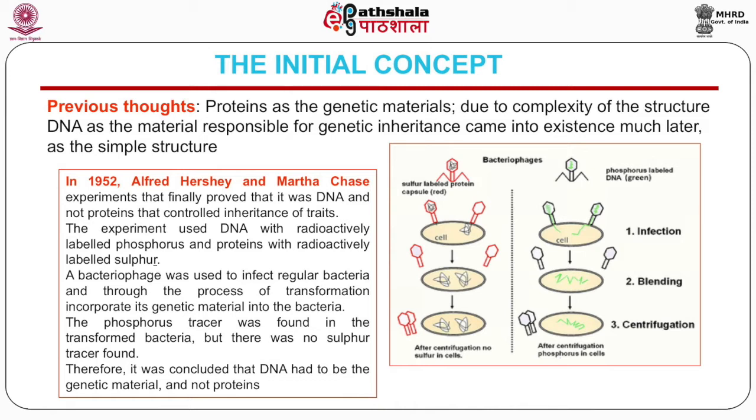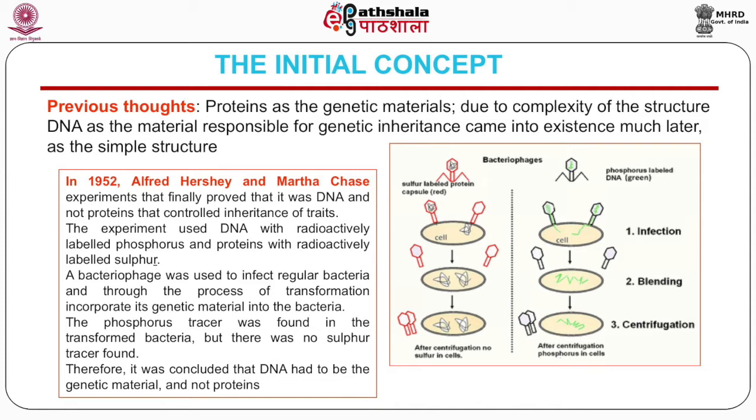They did both of these. They labeled the proteins with S35 and the DNA with P32, and then allowed the phage to infect the bacteria. They found that the genetic material within the bacteria was all P32-labeled DNA, but there was no S35-labeled protein. And what does that mean?